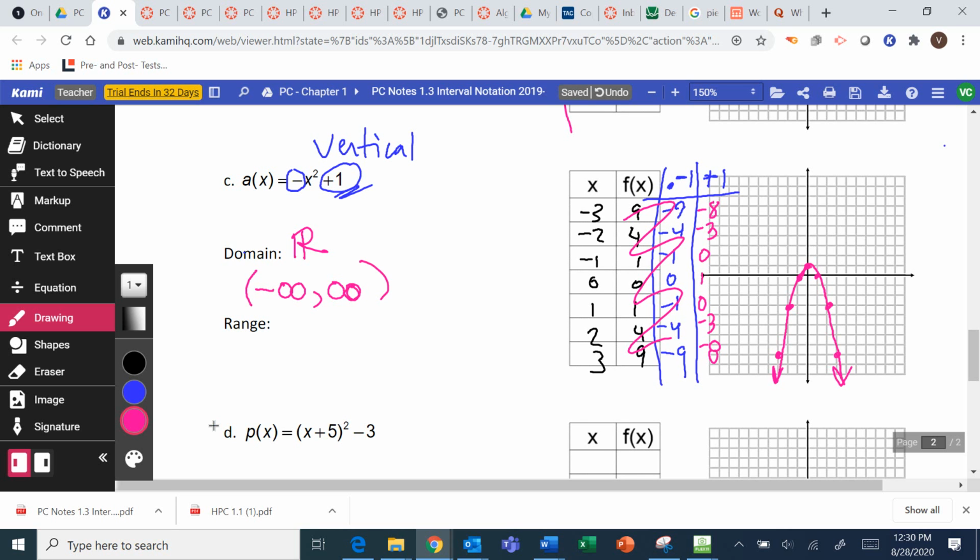Now our range goes all the way down. So we're going to begin with -infinity. We always want to start with a lower number. And then it's going to go up, and it stops there when y equals 1. So we can equal 1. It is included. We're going to use a bracket.